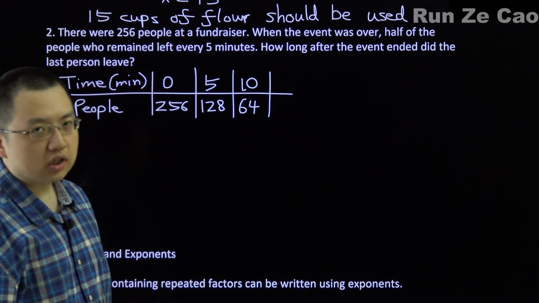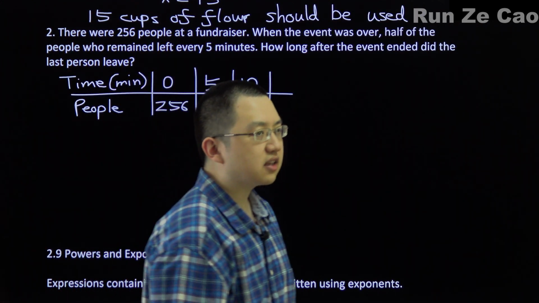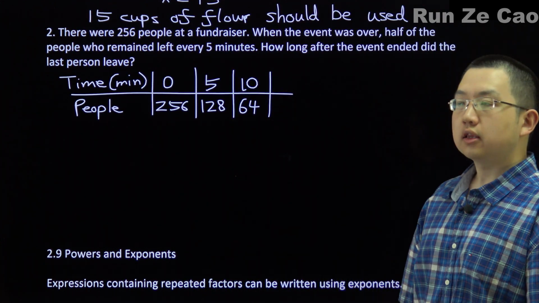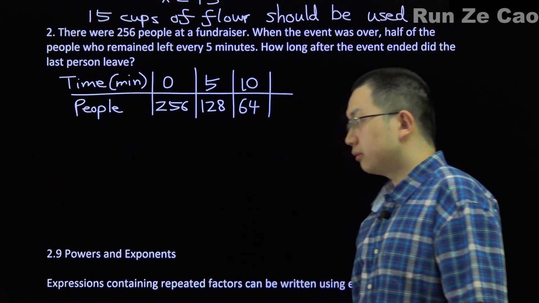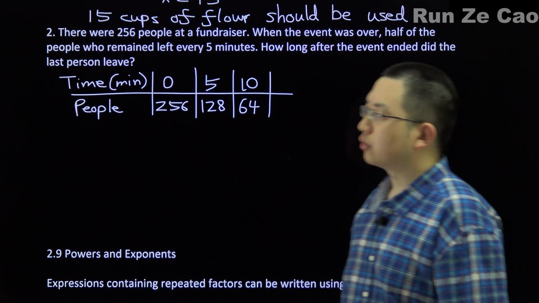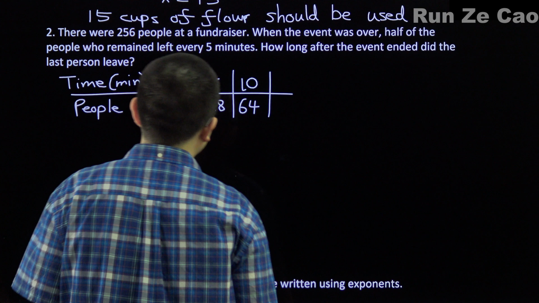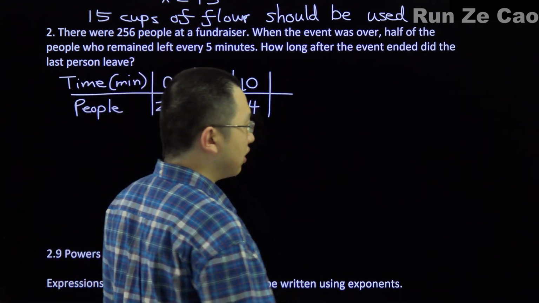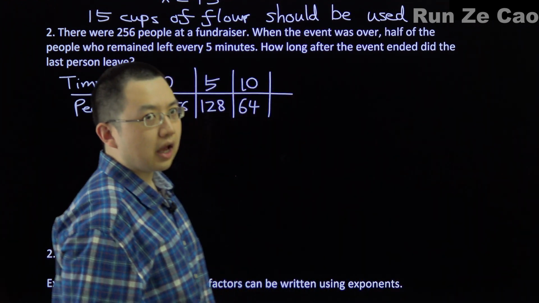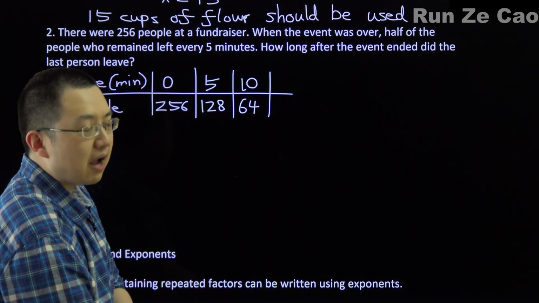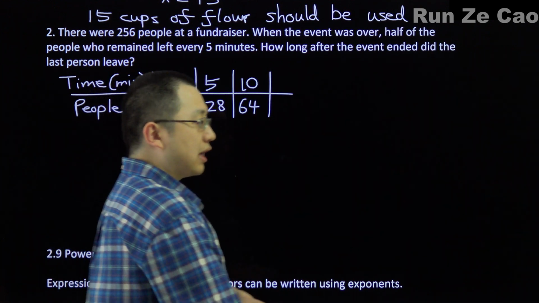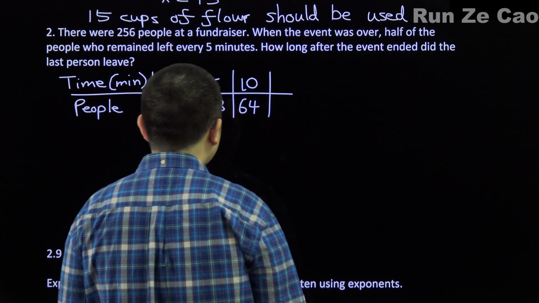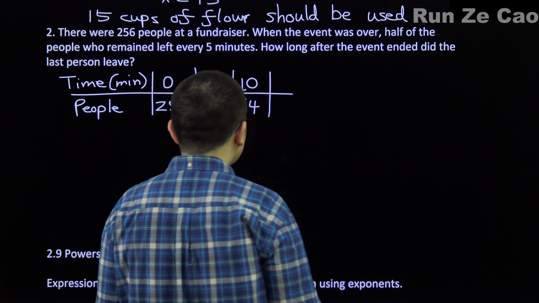Or you could just go as 256 is equal to 2 to the what power? It's equal to 2 to the 8th power, because 1024 is 2 to the 10th. So 2 to the 8th power, and therefore to get to 2 to the 0th power, you need how many time frames? You need 8 time frames. And that means after 40 minutes there would be one person left, and then presumably at 45 minutes that person would leave.